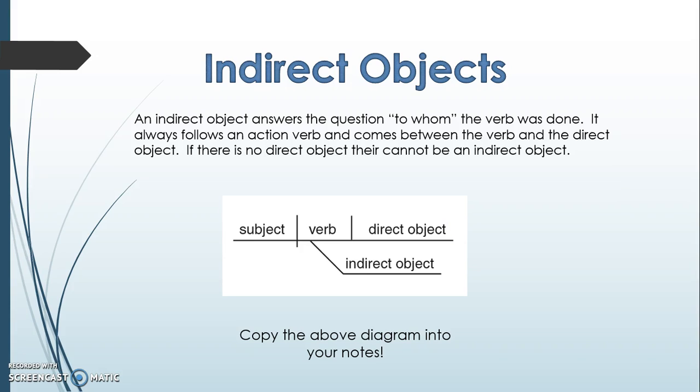All right, so now you can shut the adverb side and open up the indirect object flap. On the top half of that flap, I do want you to copy this diagram. You've got your subject, you've got your verb, know that it has to be an action verb, and you have your direct object. The indirect object goes into the verb because it answers the question, to whom is the verb acting upon?